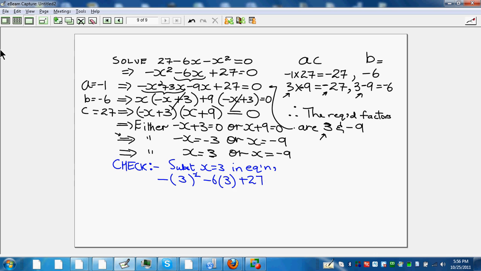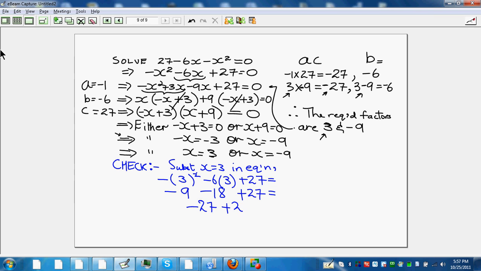Let's see what that works out to be. Minus 3 squared. Now 3 squared, we'd have to square the 3 first. That 3 squared is 9. But then we have the minus on the outside. So this works out to be minus 9 here. Minus 6 by 3 is minus 18. And then we have to add 27. What happens here is that the minus 9 and the minus 18 gives us minus 27. And then if we add 27 onto that, what we'll get is 0.